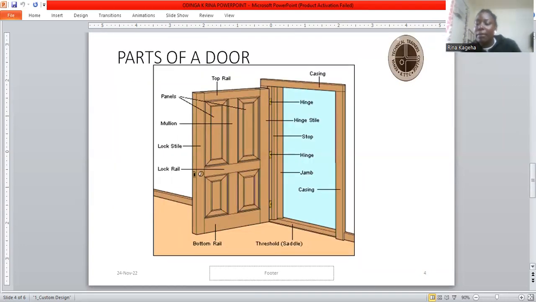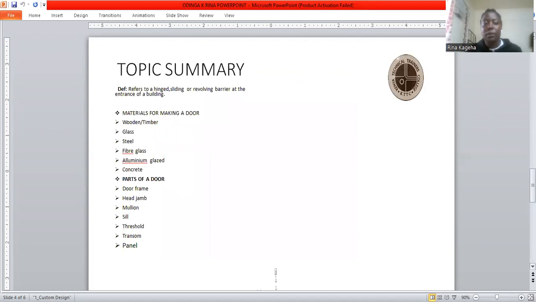I want someone to define for me what is a door. We have said a door is an opening. Yes, it's an opening which is used for entrance or for exit. Yes, it's an opening in an enclosure. It's an opening used for entrance and also exit in an enclosure. That's very true, Alfred. That's very good. Someone else wants to try?